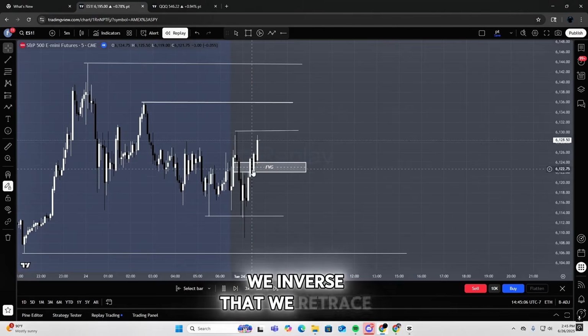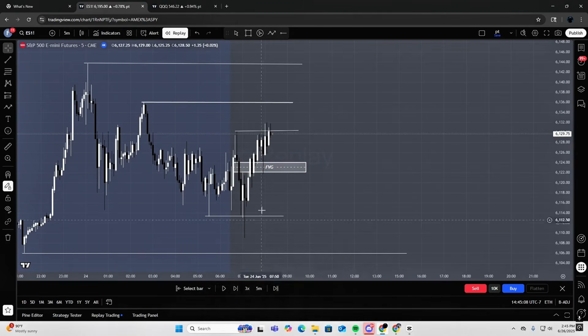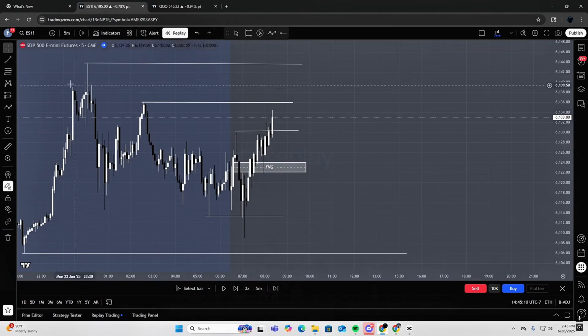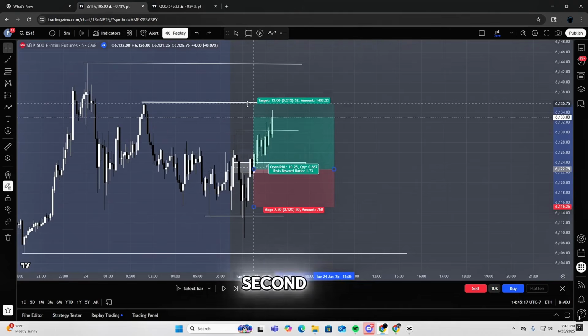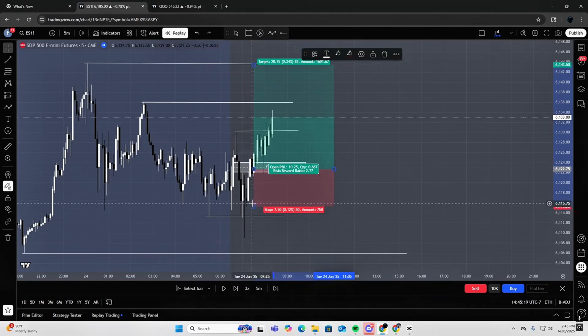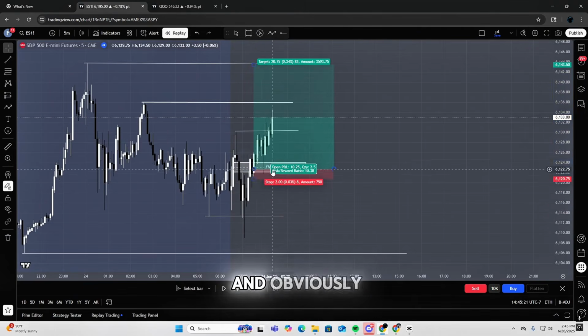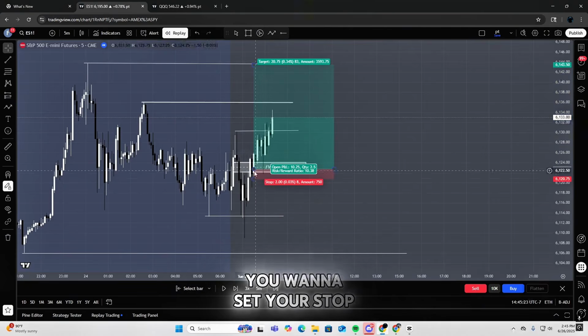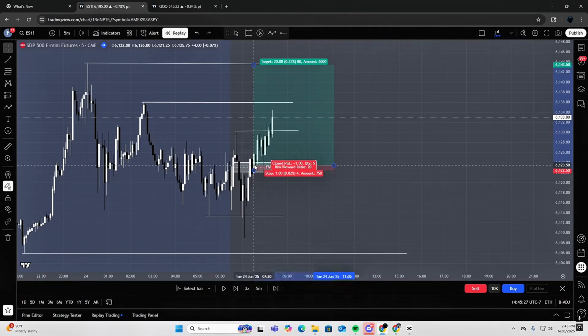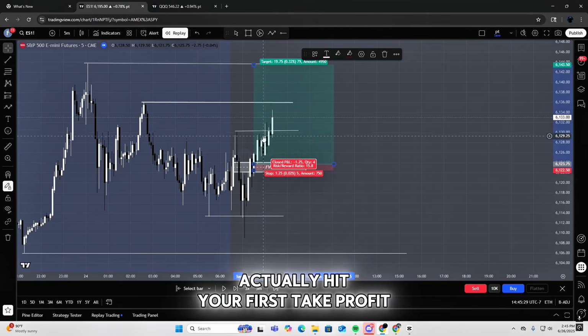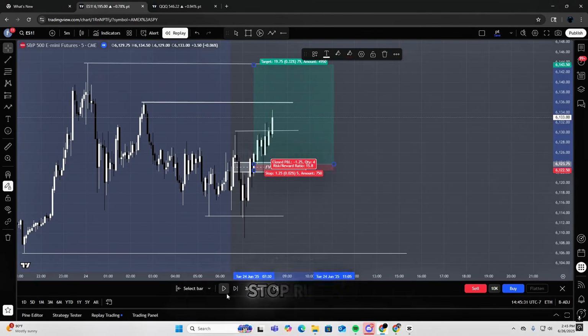We inverse that, and we retrace into the inverse fair value gap. We retraced twice, so from here we were able to take our longs. Your first take profit will be up here, your second take profit will be here, and then your third take profit will be here. Candle close underneath here. And obviously, once you get your first take profit, you want to set your stop loss all the way to break even, or in profits. The thing is, once you actually hit your first take profit, you've got to keep dragging your stop.